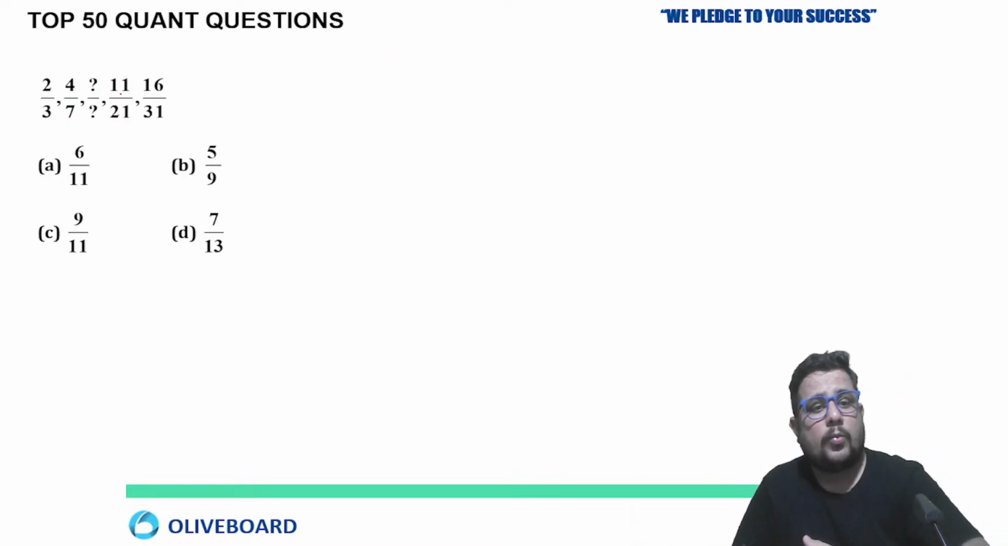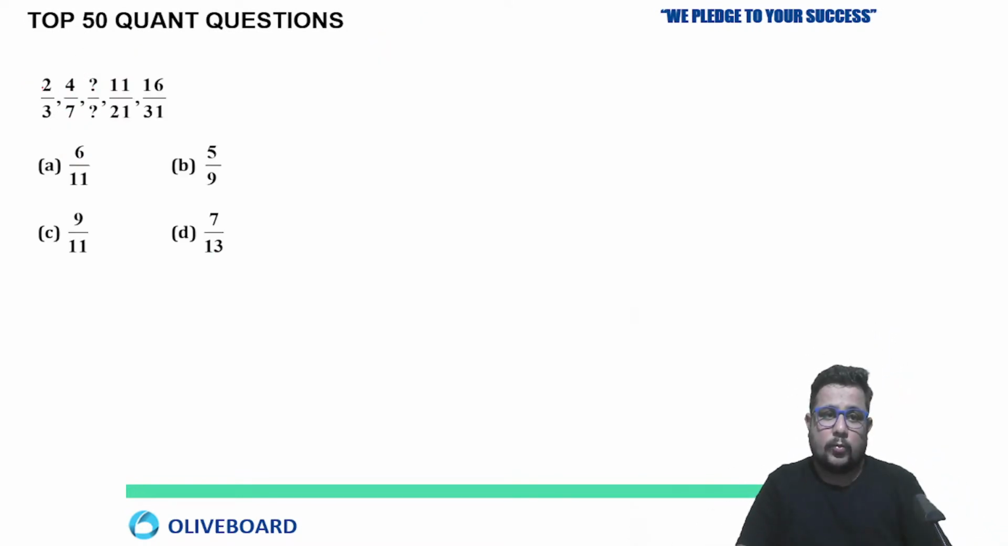Now next one. What is going to be this one? Here fractions are given in the series. 2 by 3, 4 by 7, question mark by question mark, means the middle term is missing here. 11 by 21, 16 by 31. Tell me the answer now.